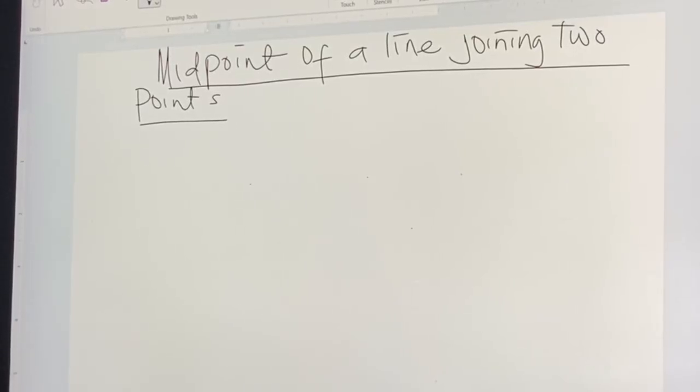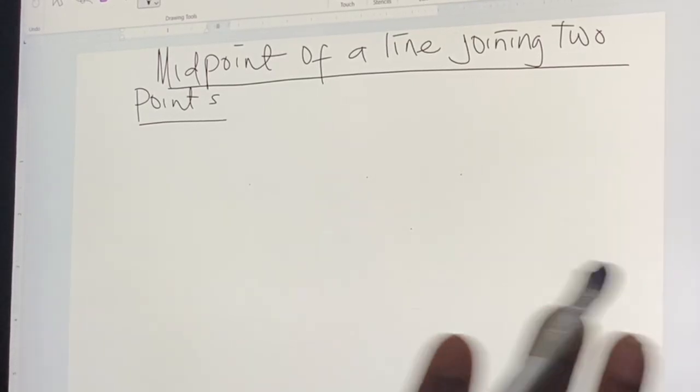In this video, we're going to focus on the midpoint of a line joining 2 points. Before we solve some questions here, to understand this topic, let's understand the formula using a pictorial diagram.